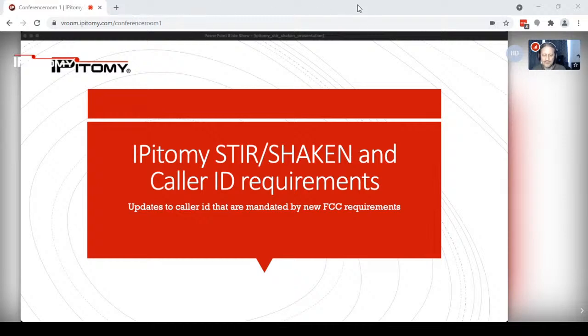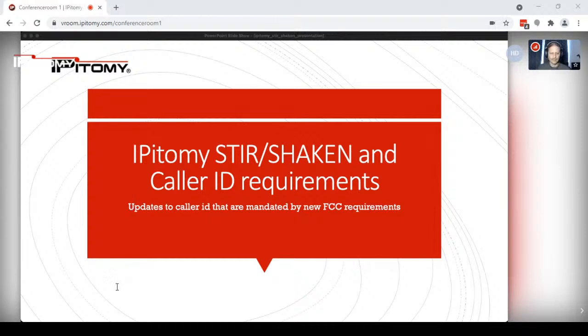Okay. So yeah, the purpose of this webinar is to go over the changes that are relevant for caller ID that are related to the configuration of systems, what caller ID is going to be passed, and what's going to be allowed, and then how the FCC's new requirements on caller ID are going to affect people.